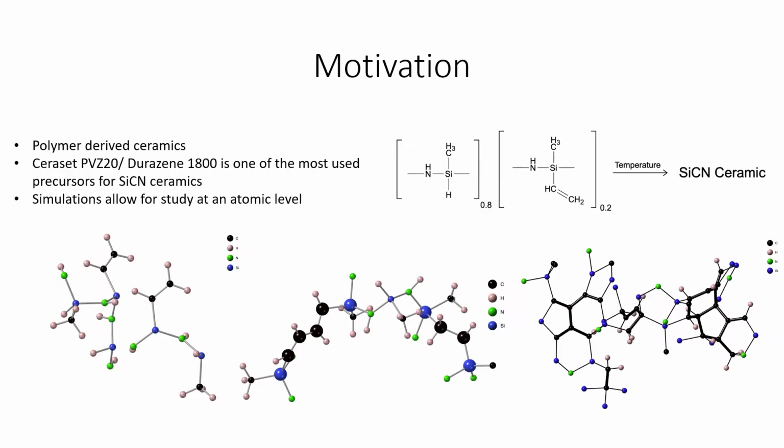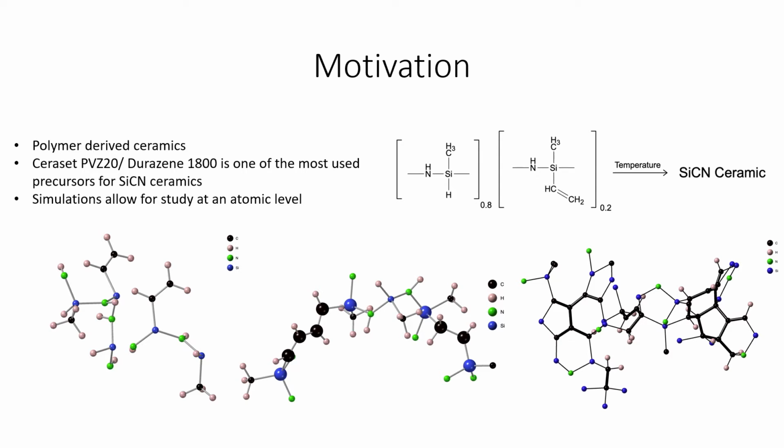Polymer-derived ceramics are used in a broad range of applications. Ceraset PVZ20 is a polymethylvinyl silazane and is one of the most used precursors for SiC ceramics. By using molecular dynamics simulations, we are able to investigate the reactions at an atomic level.